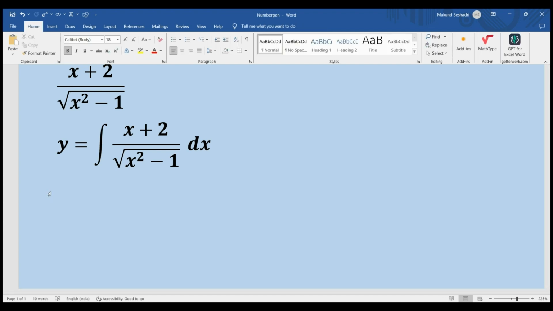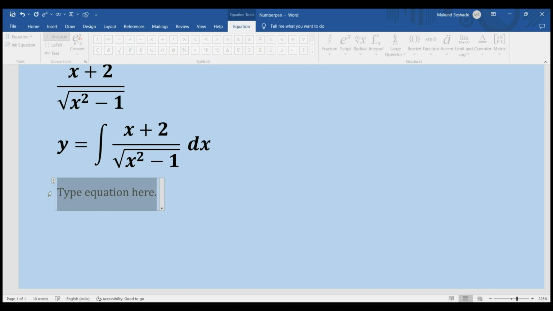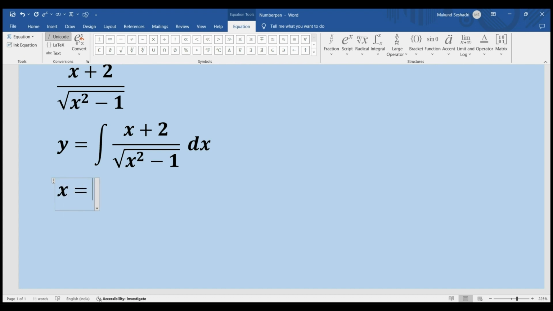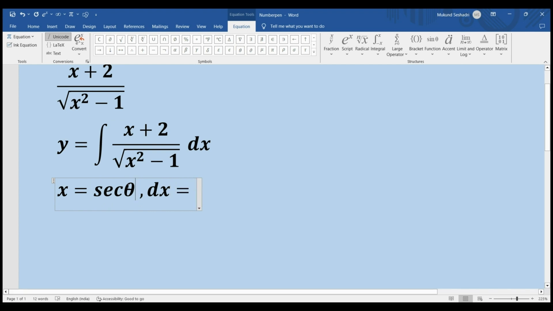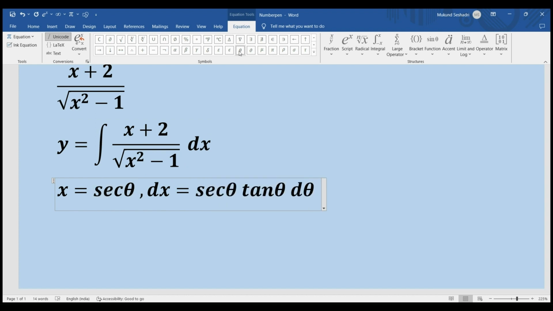So the substitution that will work out here is x equals secant theta, right? Because I have an x square minus 1 inside the square root in the denominator, and I know that secant square theta minus 1 equals tan square theta. So let me do the substitution x equals secant theta, which means my dx equals secant theta tan theta d theta, right? So I have my x, I have my dx both in terms of theta.